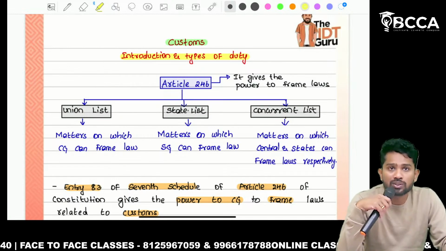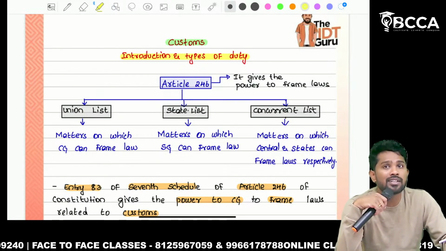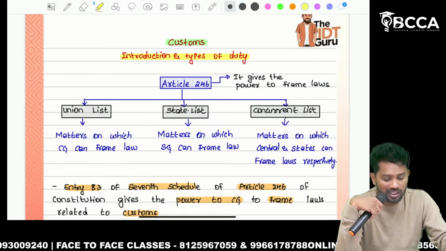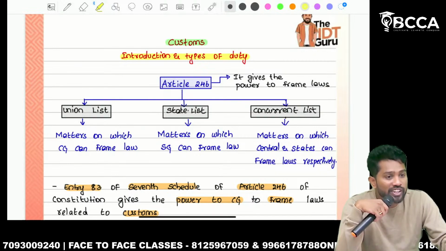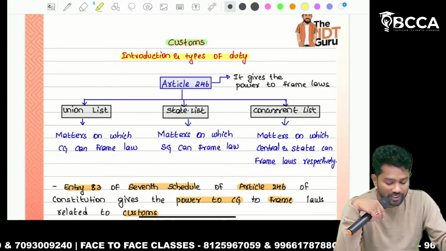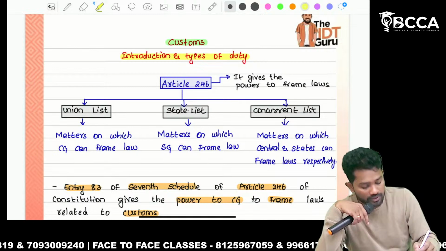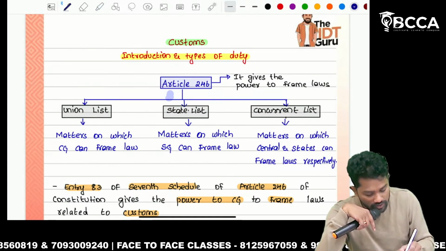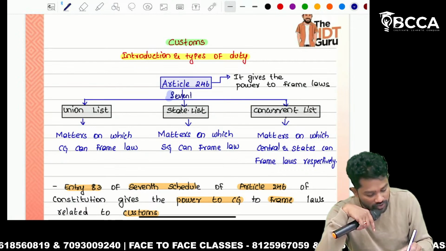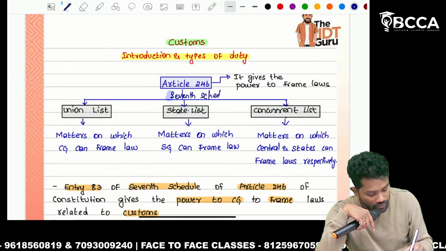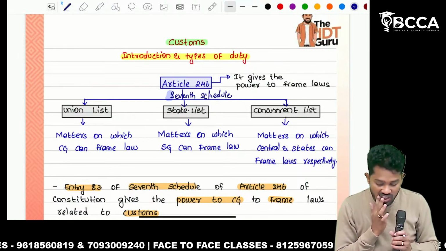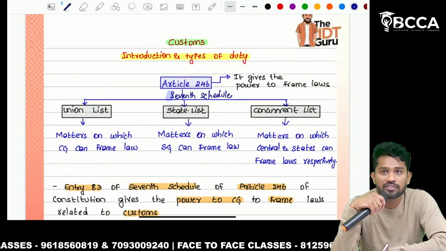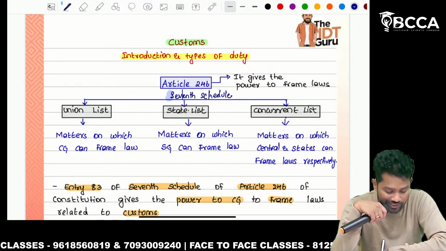It applies to any act, sir. It doesn't mean necessarily a taxation related act. It could be taxation related or other than taxation related. To frame law, the power is given under Article 246, the 7th schedule. The 7th schedule consists of 3 lists: union list, state list and concurrent list.